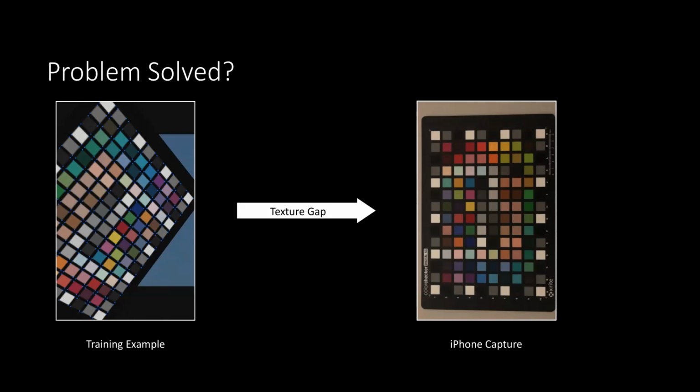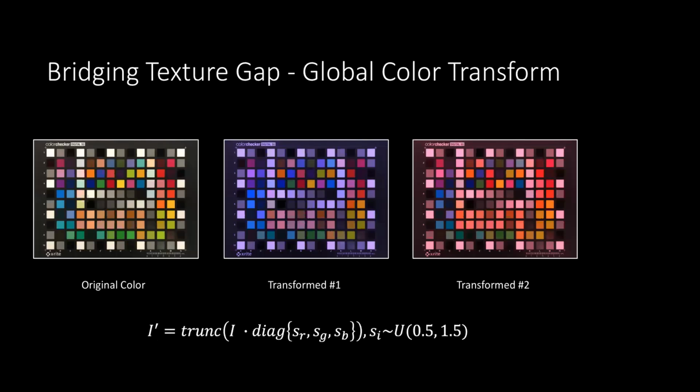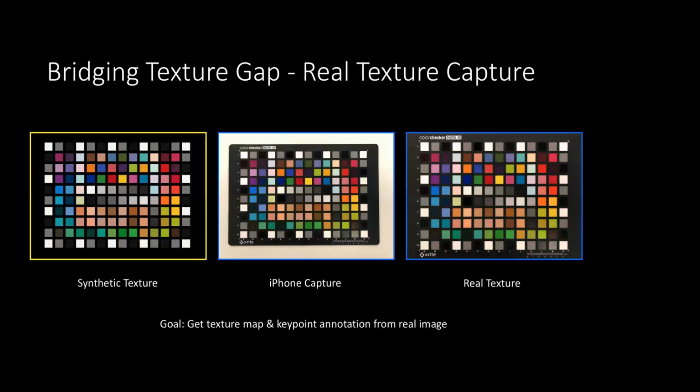real world. So we propose to first do a global color transform, which multiply each RGB channel with a random scalar. The intuition here is that we want the network to focus on relative color values instead of absolute value. Also, we capture real texture to replace the synthetic one.